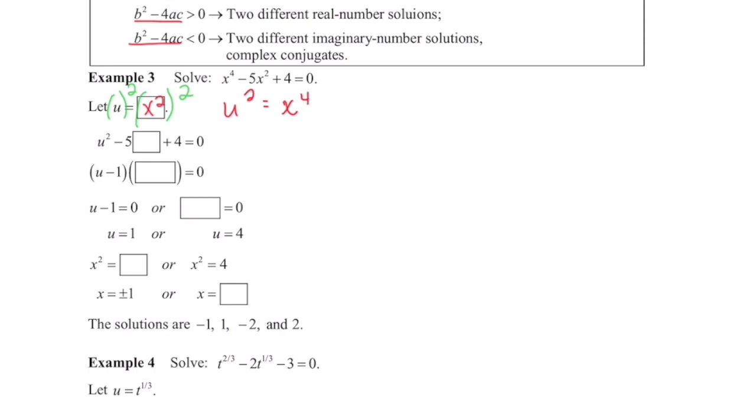So I'm going to replace x to the fourth with u squared, and I'm going to replace my x squared with u, providing us with u squared minus 5u plus 4. At this point, let's see if we can factor, because it is much quicker than using the quadratic formula. So what multiplies to 4 and adds to negative 5?